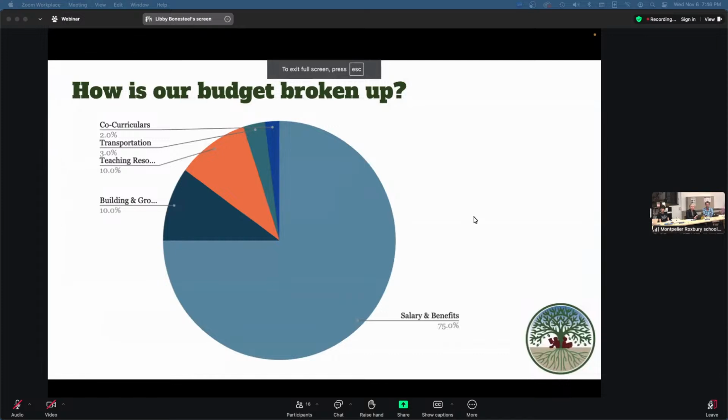Like the board and the administrator, this is what we have control over, right? This is not our entire budget. This is what we have control over. And so that's one of the reasons why I wanted to put this out there right in the get-go, right in the front.